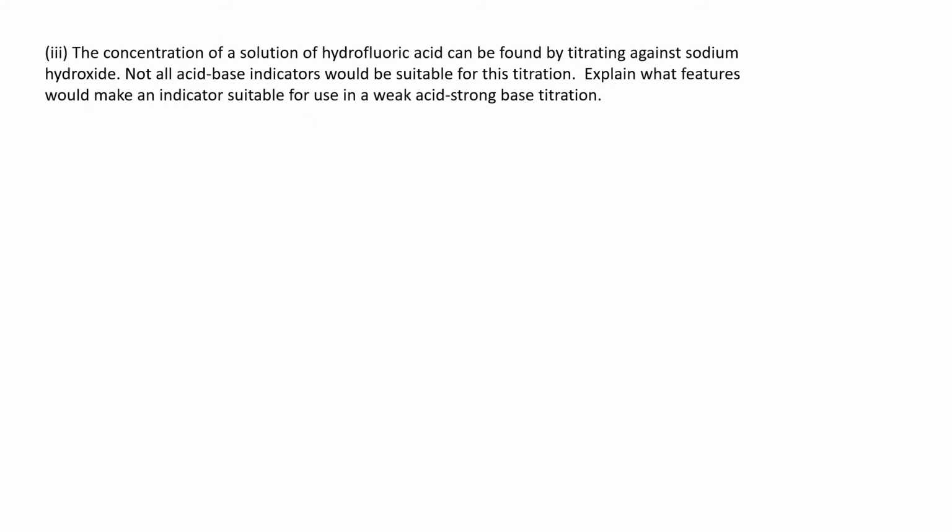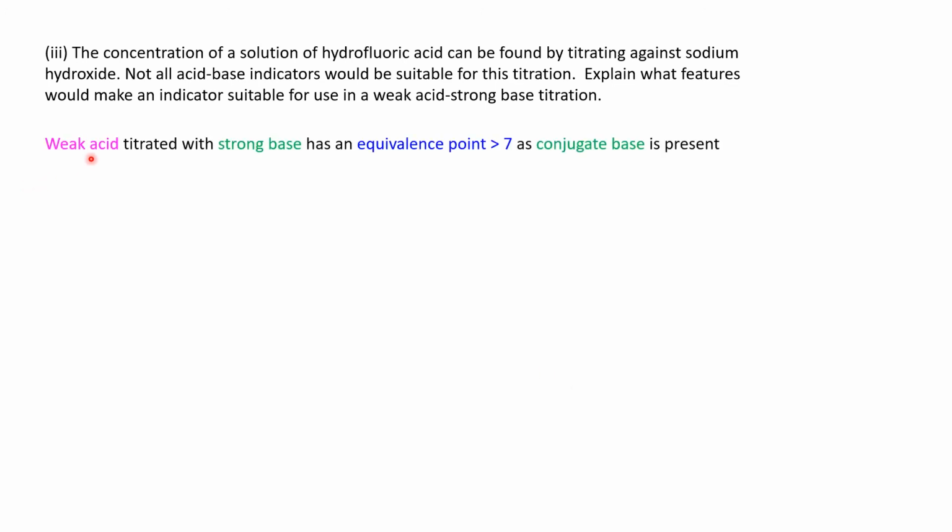The concentration of hydrofluoric acid is found by titrating against sodium hydroxide. Not all acid-base indicators would be suitable. What features would make an indicator suitable? Well, it's a weak acid titrated with a strong base. At the equivalence point, all you've got is the conjugate base because all the weak acid has been neutralized. So the equivalence point is greater than 7. Okay, you want the indicator to change color around the equivalence point.